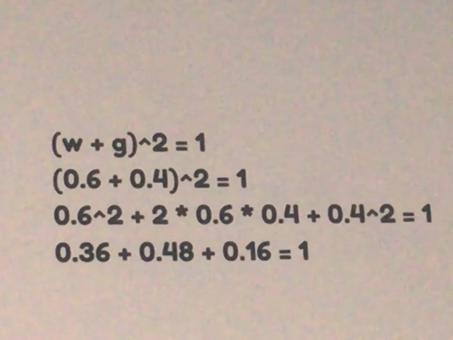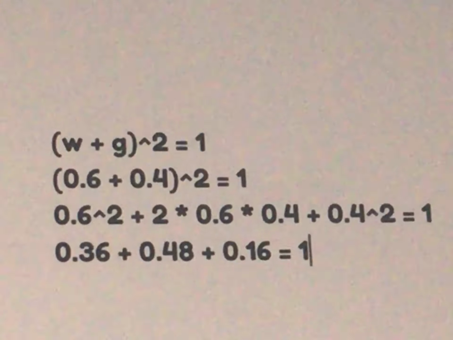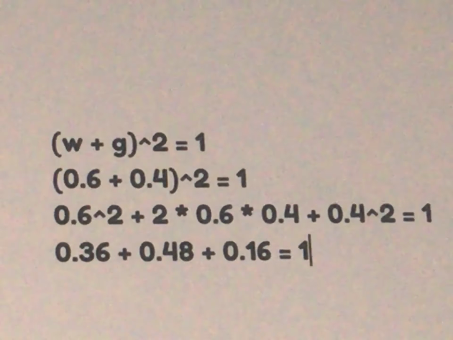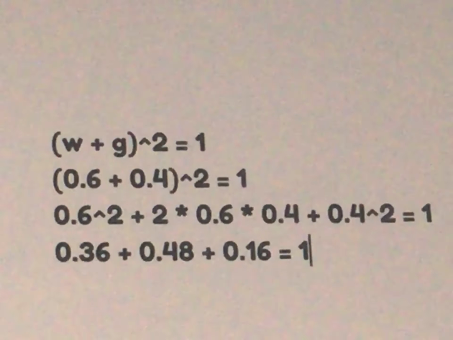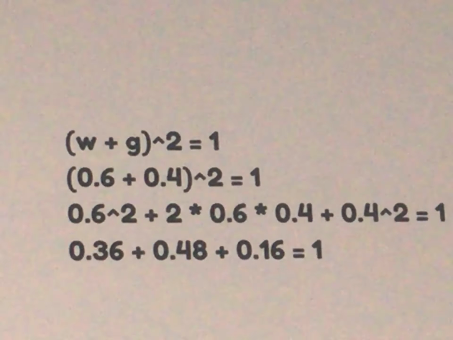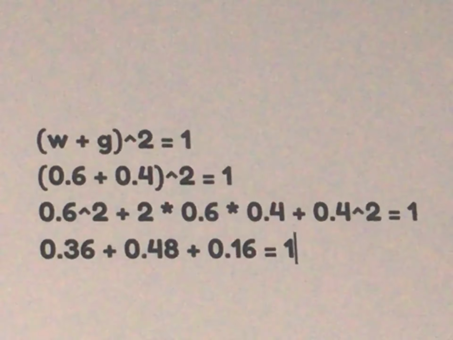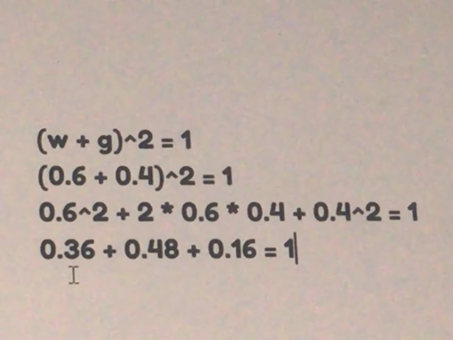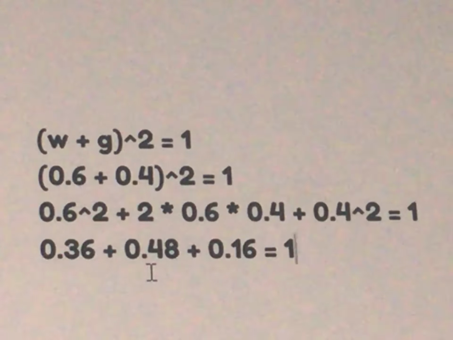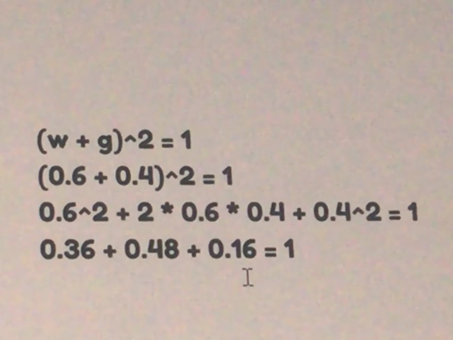Alright, so 0.6 squared is 0.36. 2 times 0.6 times 0.4 is 0.48. And 0.4 squared is 0.16. Does that all equal 1? Yes. Now, we've calculated the percentage of mice in the population that have two white alleles, a white allele and a gray allele, and two gray alleles.